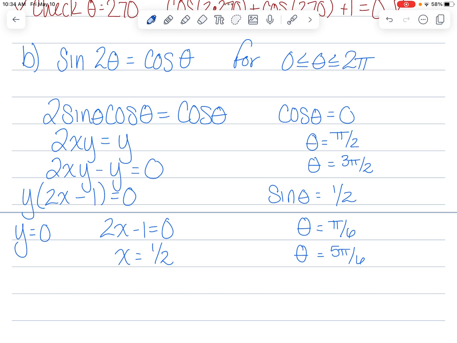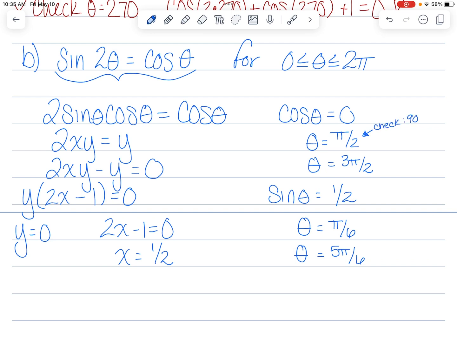But now I need to check my answers. In order to check my answers, remember, you're always plugging back into the very original one. But radians is not the mode our calculator tends to be in most of the time. So you have the option of switching your calculator over to radians and checking that way, or the radians versus the degrees isn't going to make a difference.